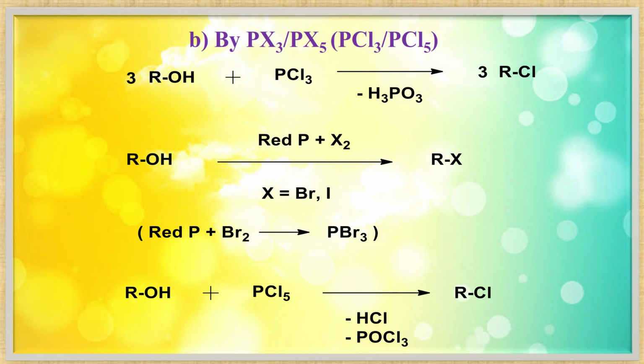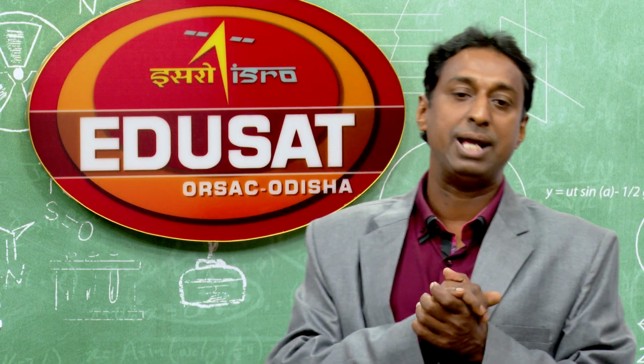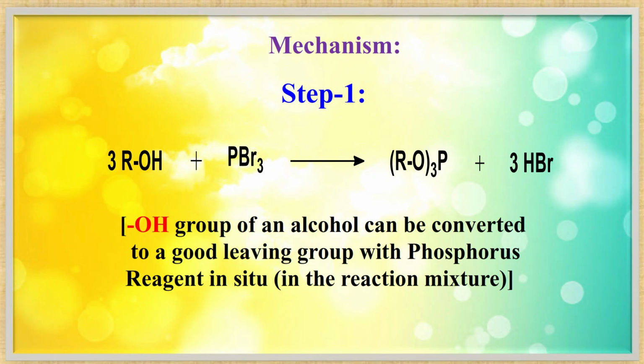Well, let us see the mechanism behind the addition of PBr3 to alcohol. Remember again, I have told you the OH group removal is very difficult. So, you have to make a good leaving group. Therefore, we are using PBr3 or PCl5 or PCl3. What is there? You get a trialkoxyphosphine, or (RO)3P, when you add PBr3 using 3 alcohol.